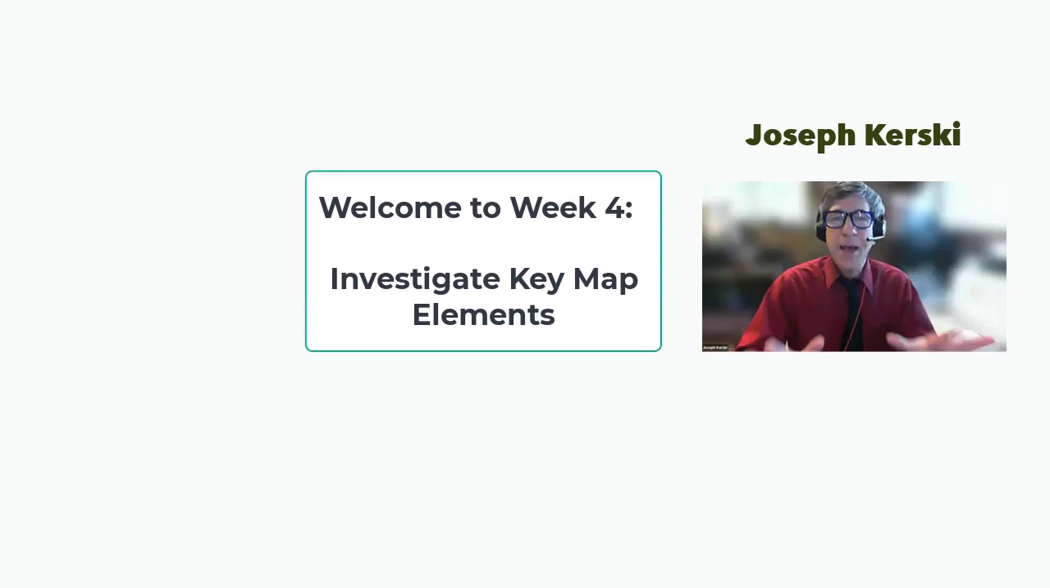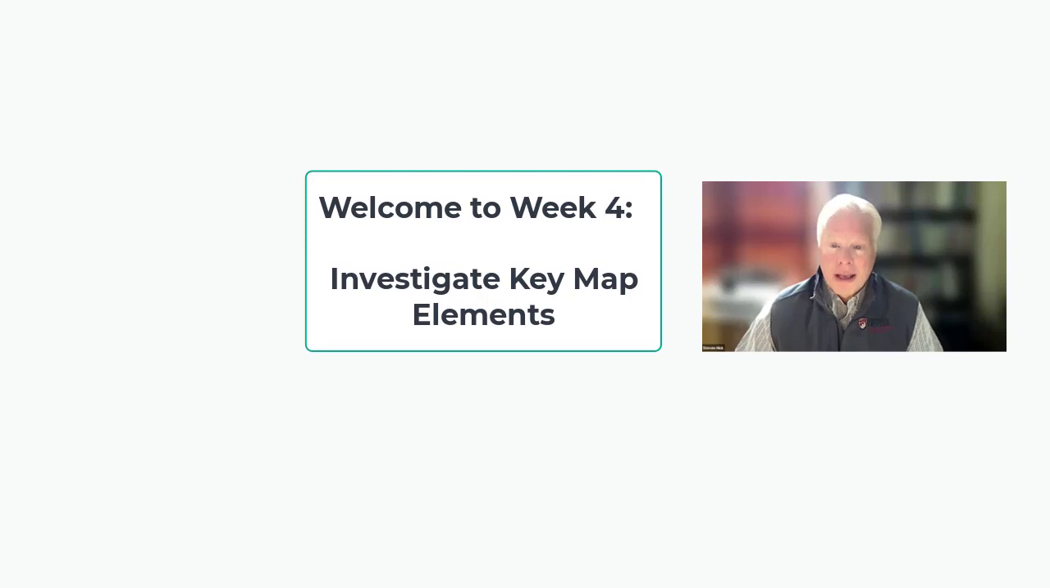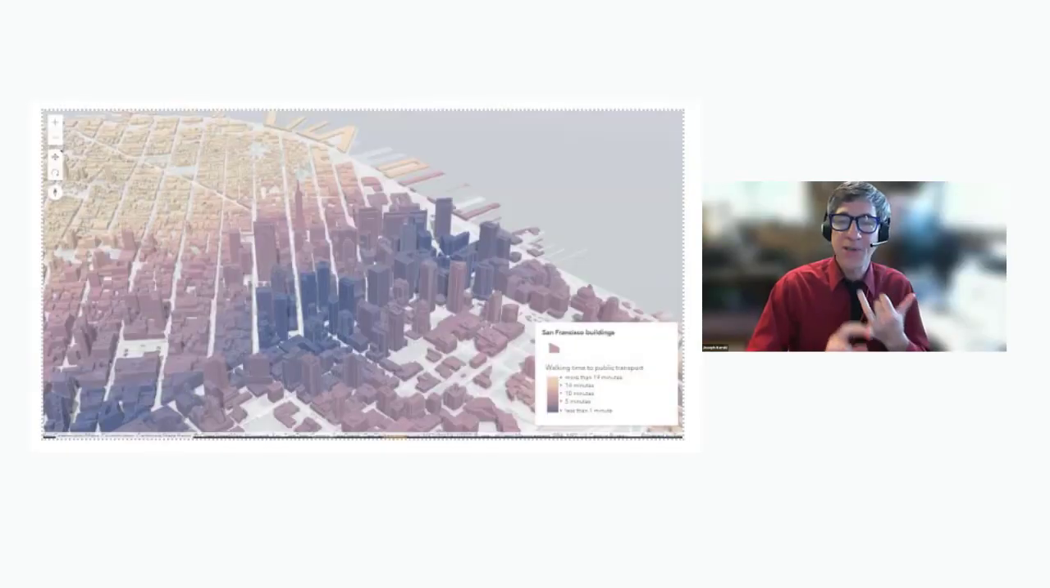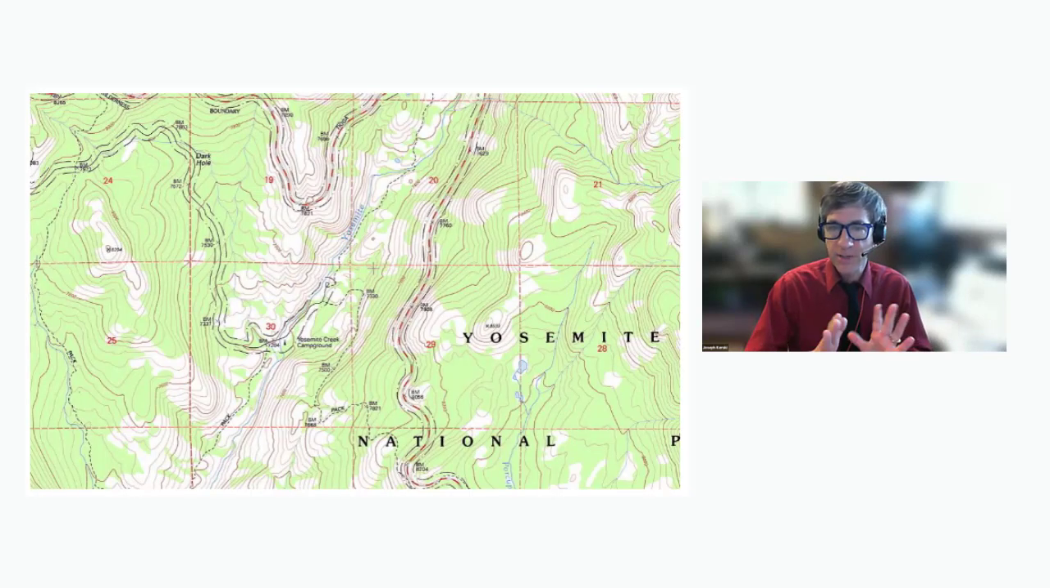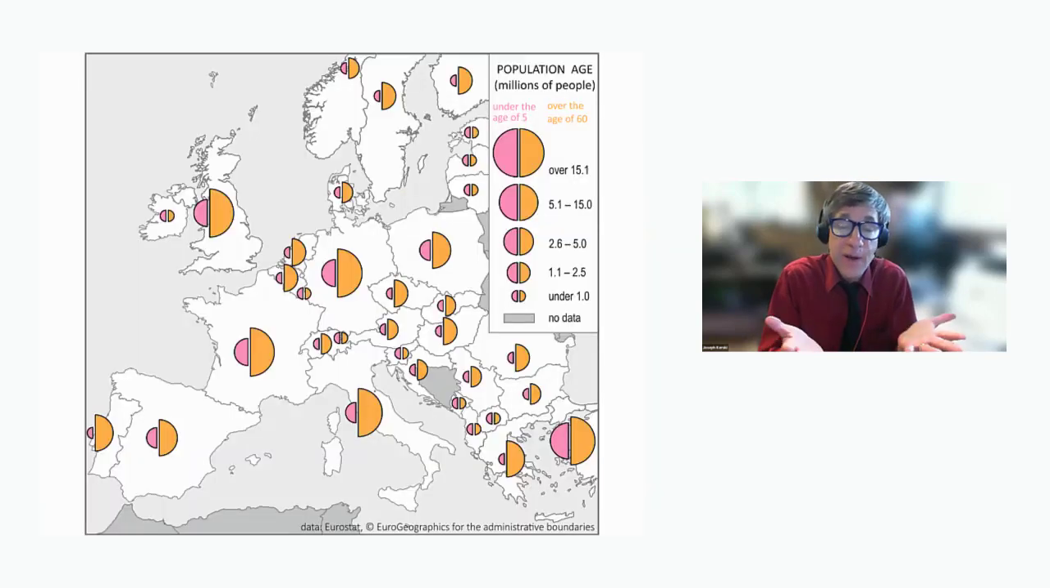Investigate key map elements. What are key map elements? How to design a map that communicates effectively. You must consider things like map scale, resolution, choosing appropriate symbols and colors, deciding what and how to generalize features, and how to classify data.